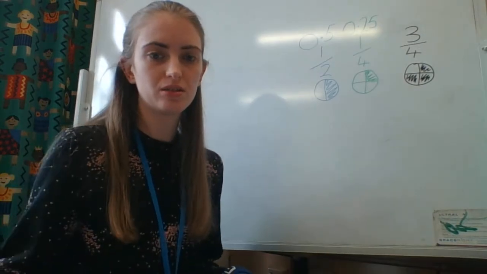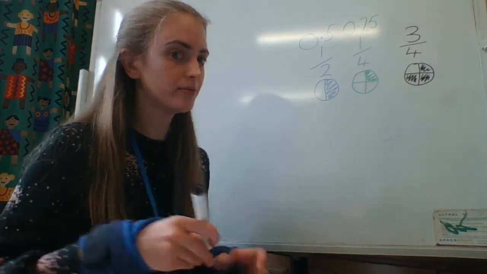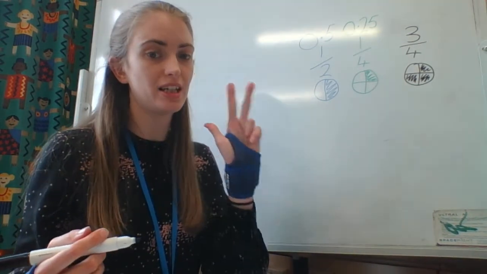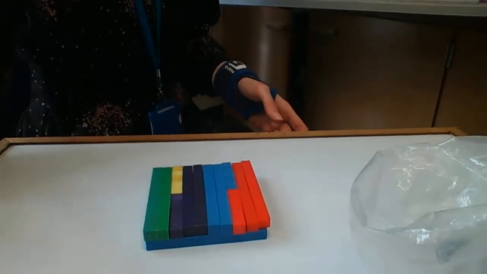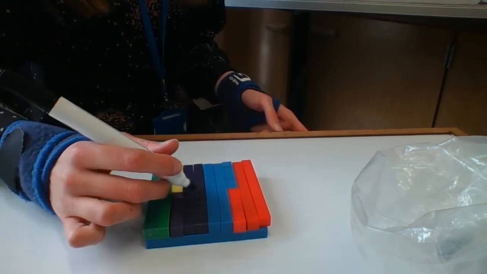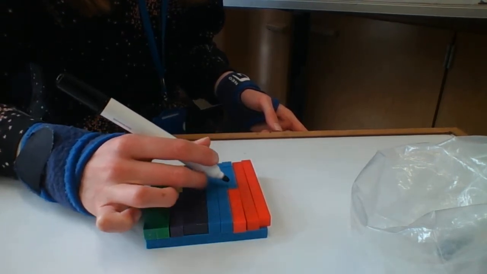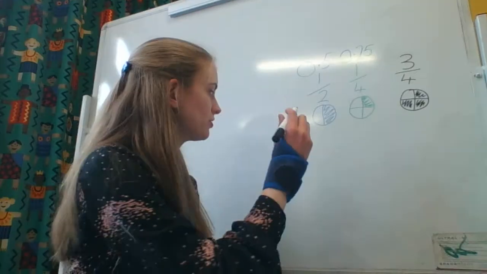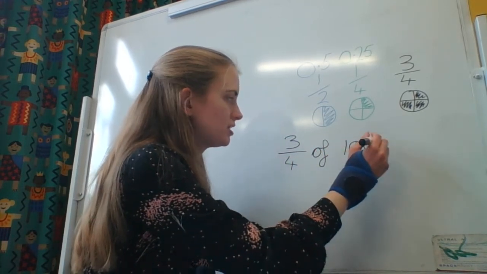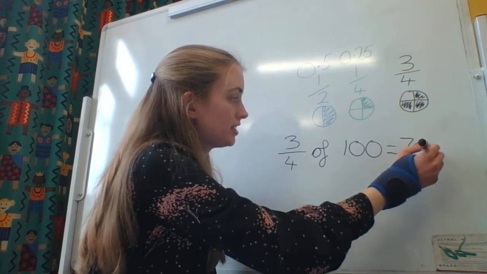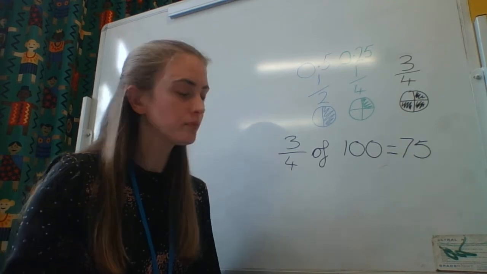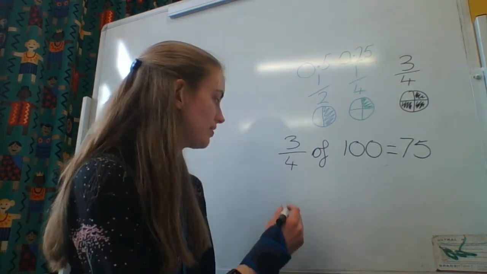So let's have a look at 3 quarters and how we would write 3 quarters as a decimal. So 3 quarters, I've already found a quarter. So if 1 quarter is 25, we can count in 25s. 25, 50, 75. Let's have a look at here. 25, 50, 75. 10, 20, 30, 40, 50, 60, 75. Okay, so 3 quarters of 100 equals 75. Again, if you want to draw circles at home and work this out for yourself, feel free to do that. Okay, so 3 quarters of 100 is 75.